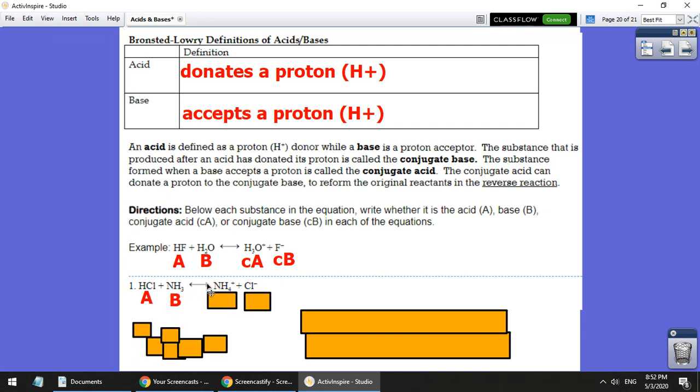Going from right to left though, NH4 plus donates its H to Cl minus and turns back into NH3. So this is acting as our conjugate acid, or an acid, and Cl minus is accepting an H, so it is our base. And remember, since Cl minus doesn't even have an H at all, it can't possibly be an acid. Anytime you see a substance with no H, you know automatically that it's a base. If it's on the left, it's going to be our base, and if it's on the right, it's going to be our conjugate base.